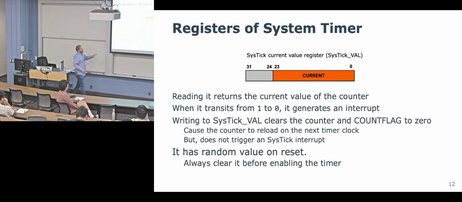This is important. It says it's randomly set. There's a random value set on reset. Why does that say that? Why is there a random value in there on reset? Well, that's kind of an interesting point. I hadn't thought about that. Yeah, I don't know how long it's been running.